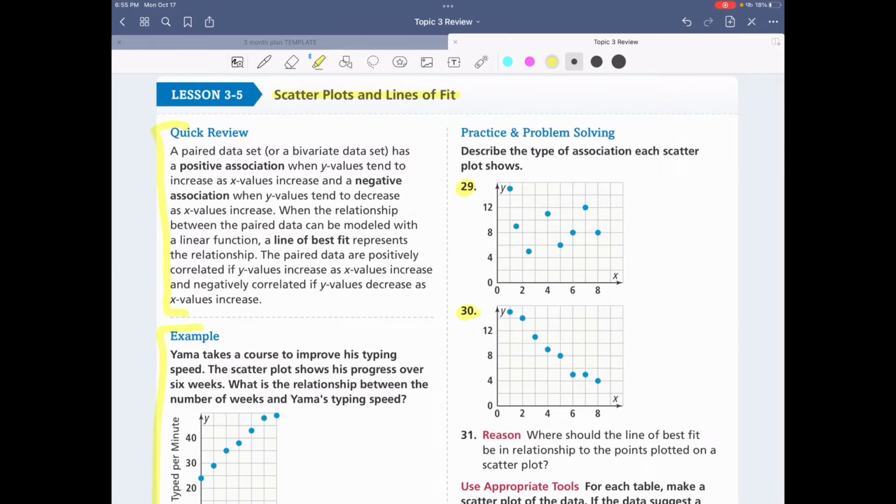For problem 29, it asks you to describe the type of association. For 29, there is no association, no correlation. For number 30, you could draw a line of best fit, something like this, and that would be a negative association. Oops, spelled that wrong. Association.